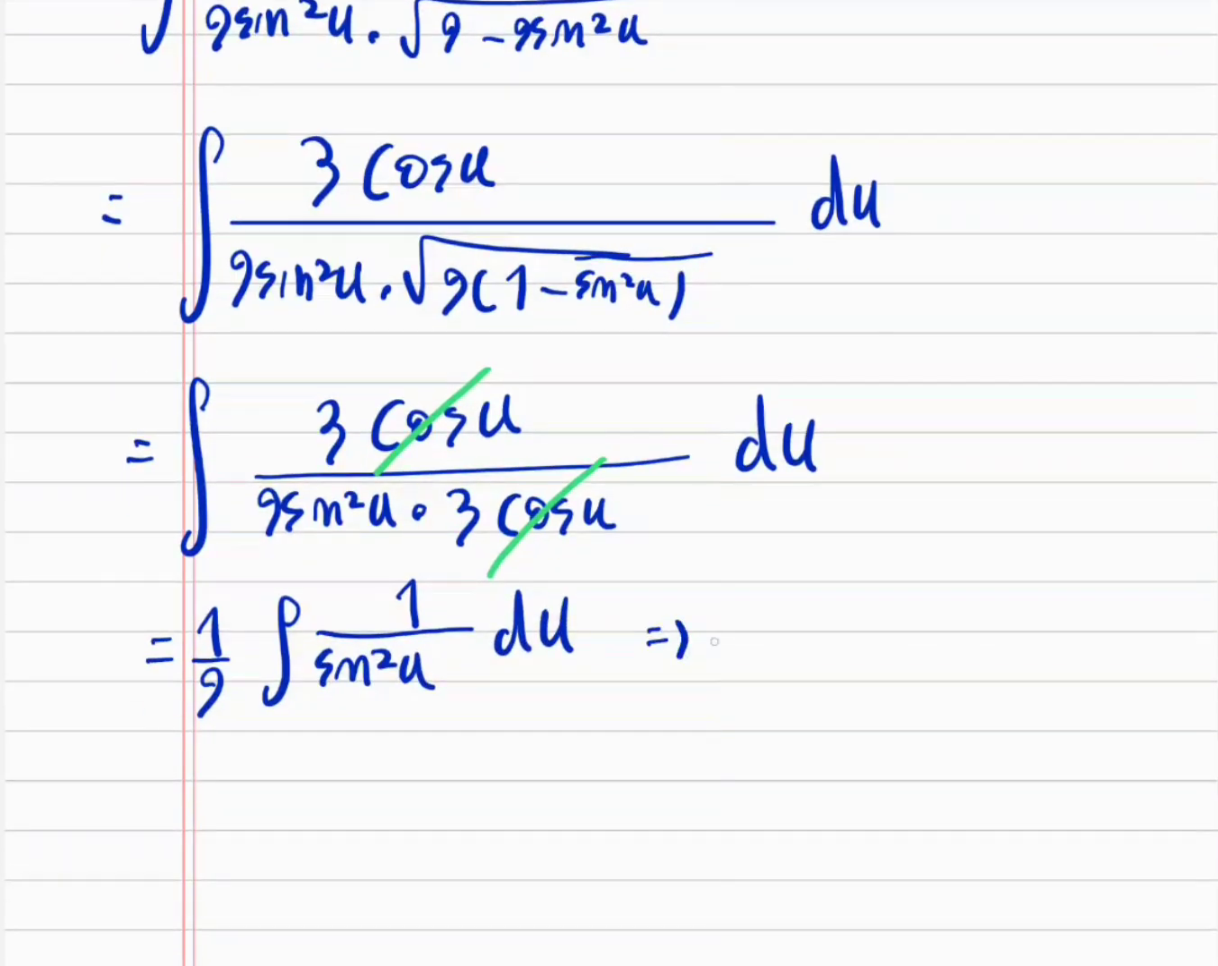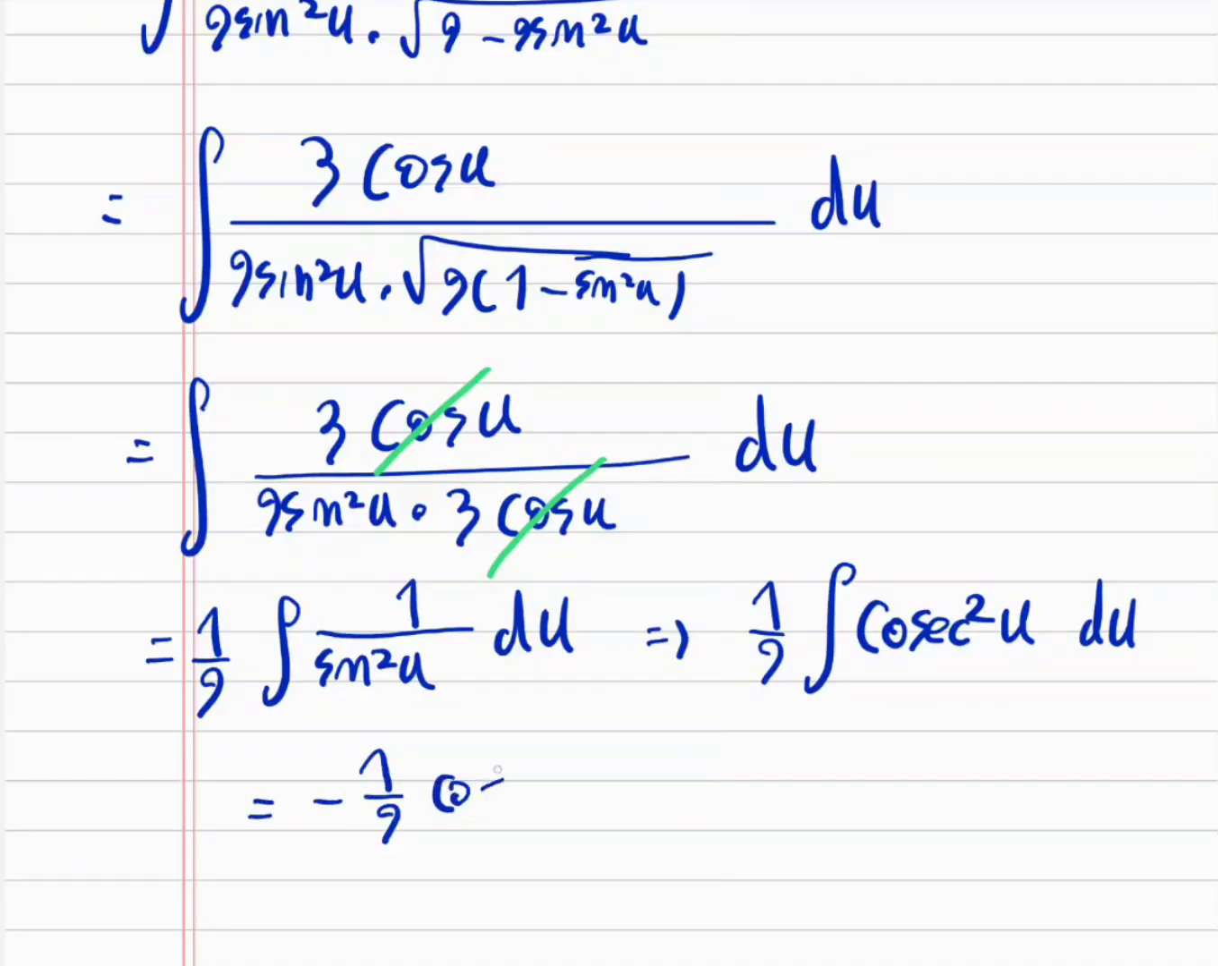And remember that 1 over sin squared u is cosec squared u. And cosec squared is one of the standard results that integrates to minus cot. So in this case, we'll get minus 1 over 9 cot u plus c.